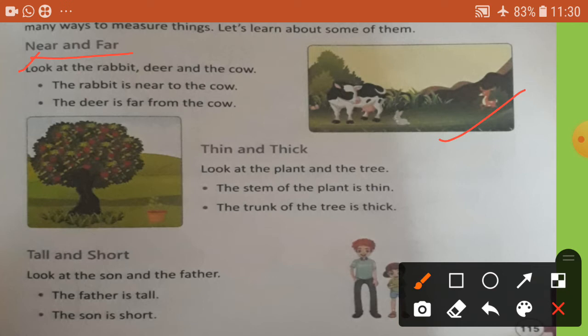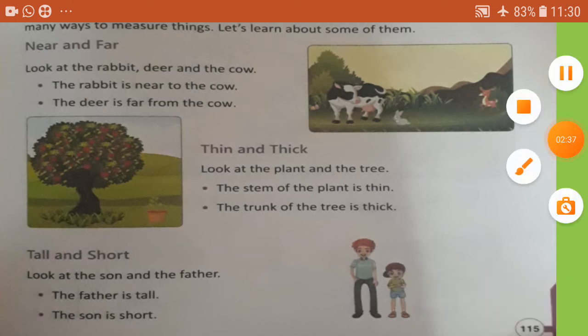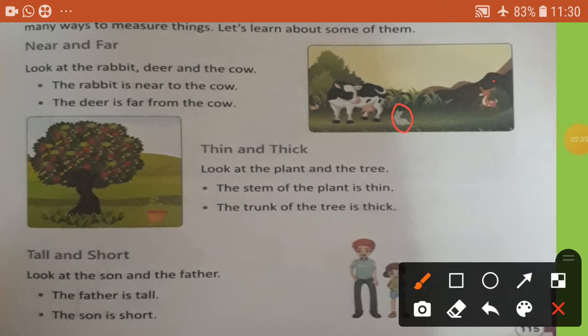Look at the rabbit, deer and the cow. See, children, the rabbit is near to the cow. But the deer is far from the cow. So I hope it's clear: near and far.